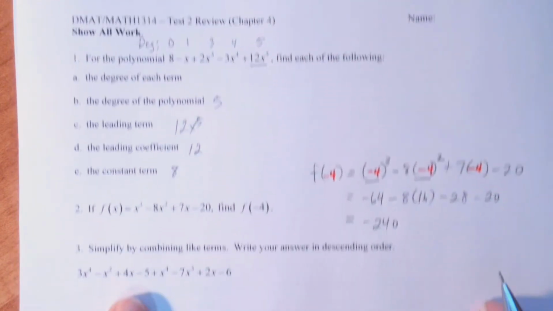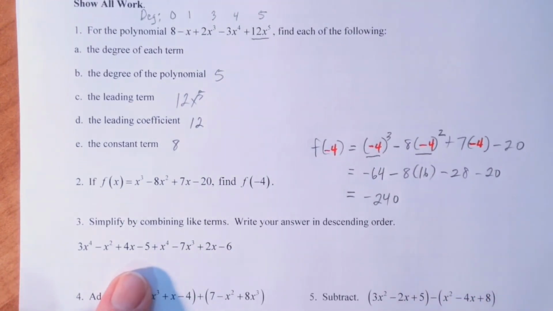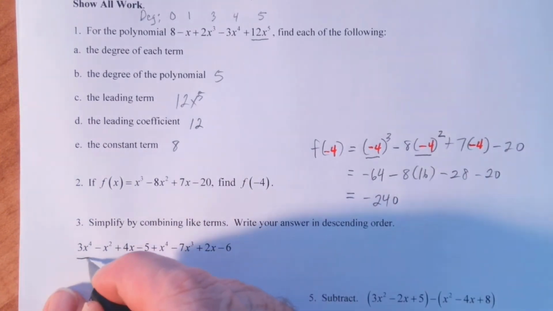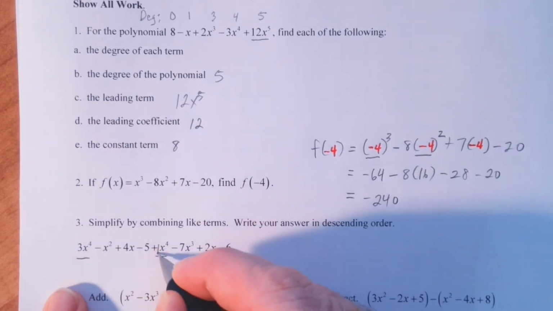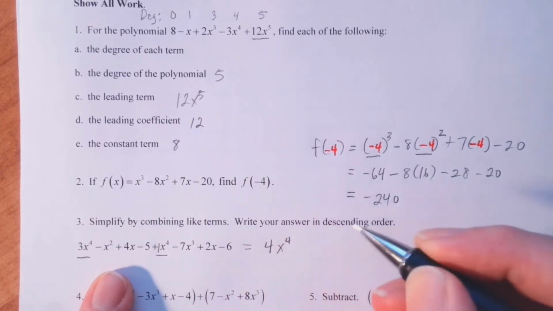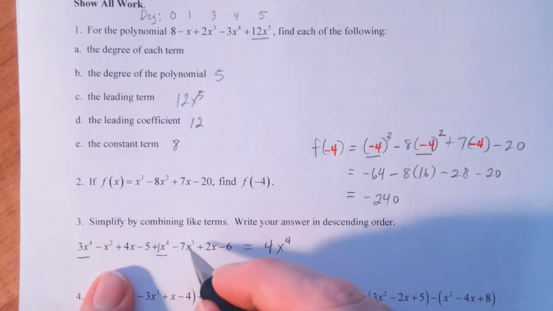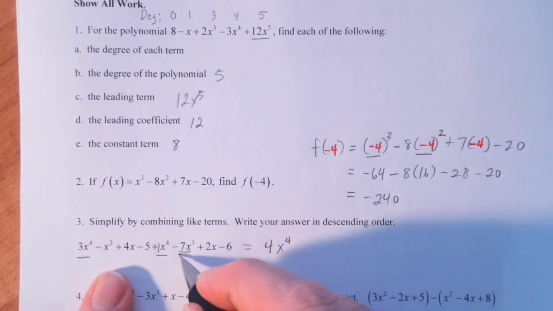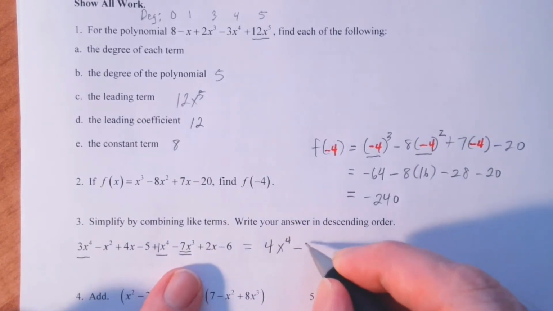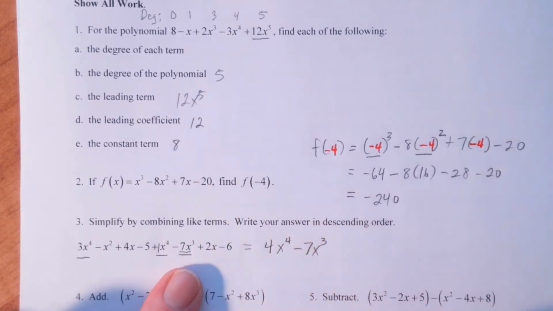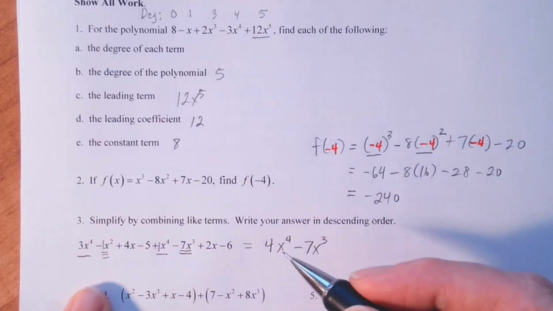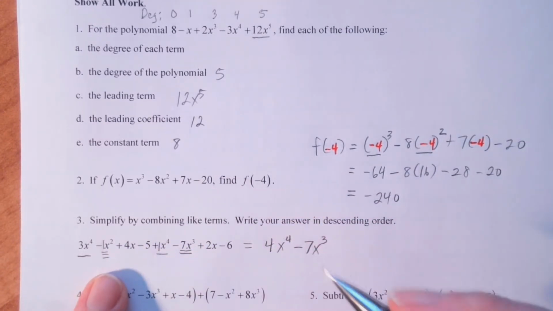On number 3, we're going to simplify by combining like terms. Notice we've got a 3x to the 4th and a 1x to the 4th, and so that'll give us 4x to the 4th. I'm going to go to the next power down, that would be x cubed. It looks like there's only one of those terms, so it'll be minus 7x cubed. Then we'll do our x squared terms. We've got a minus 1x squared. Looks like that's all we've got.